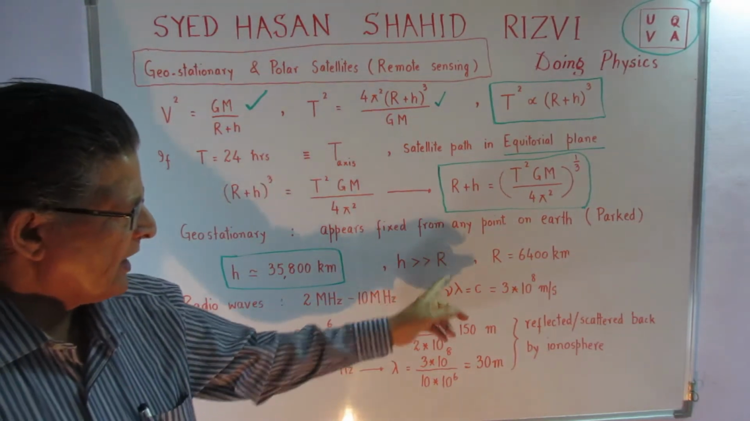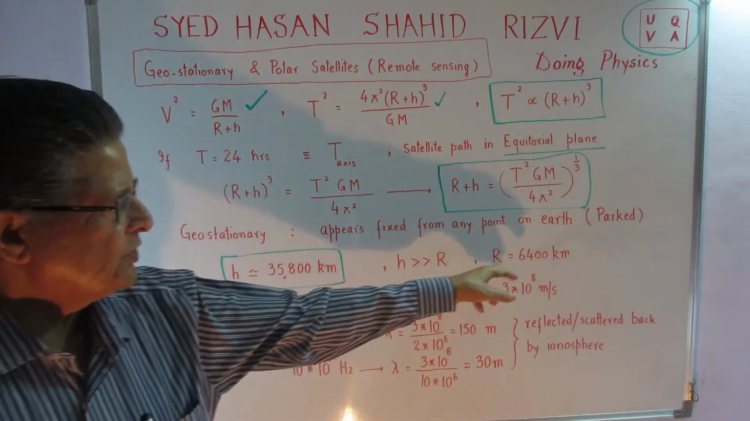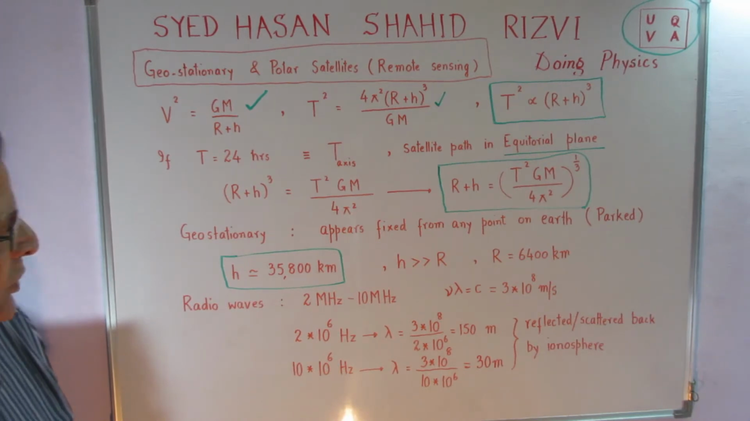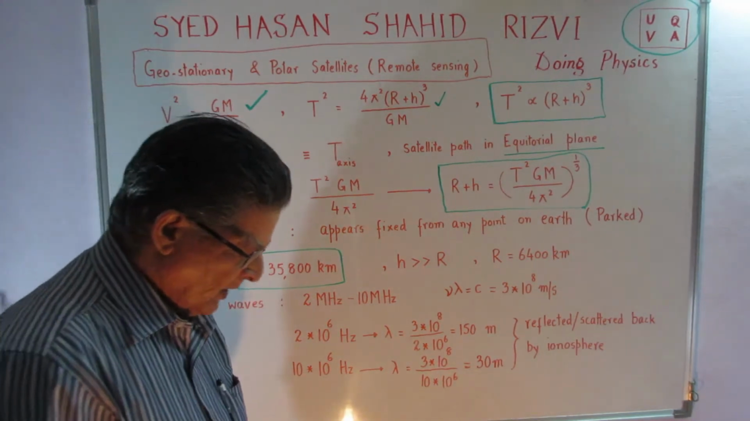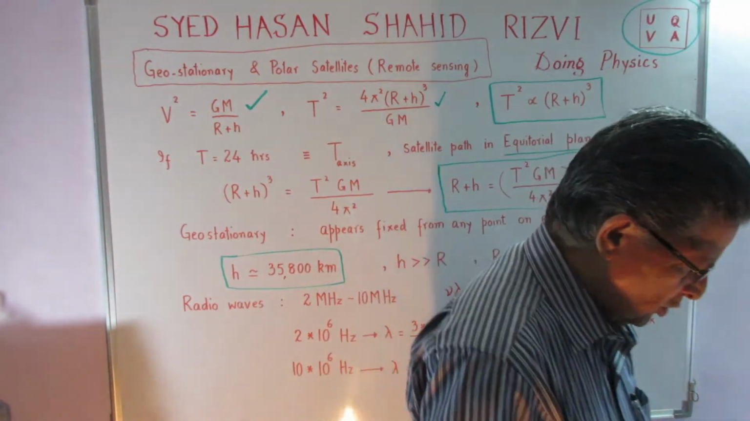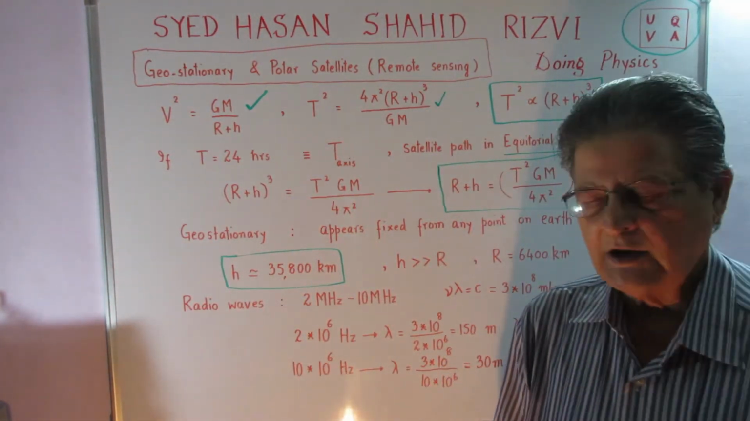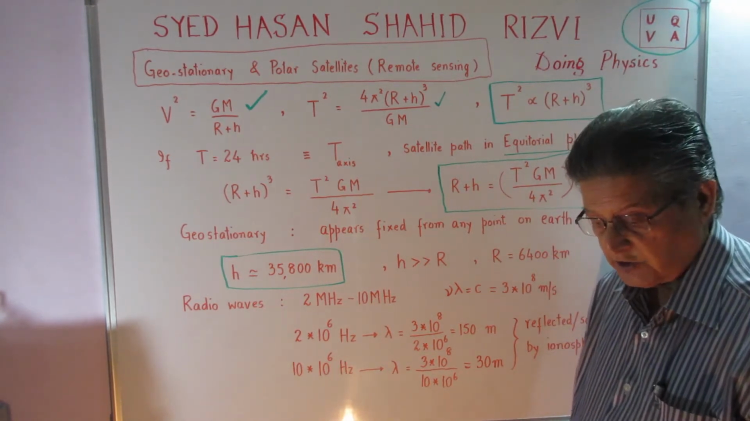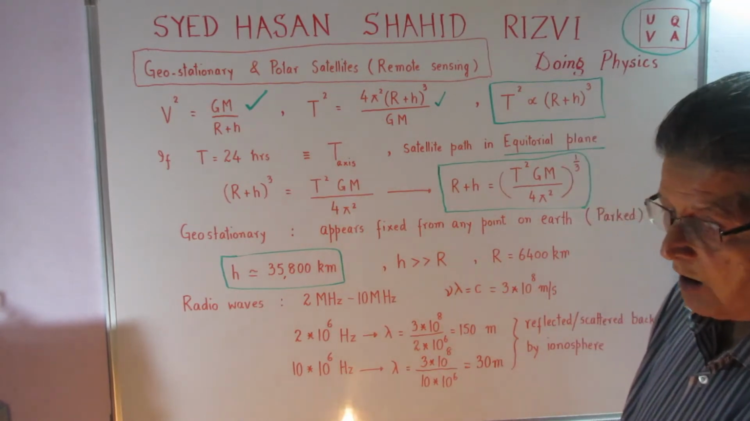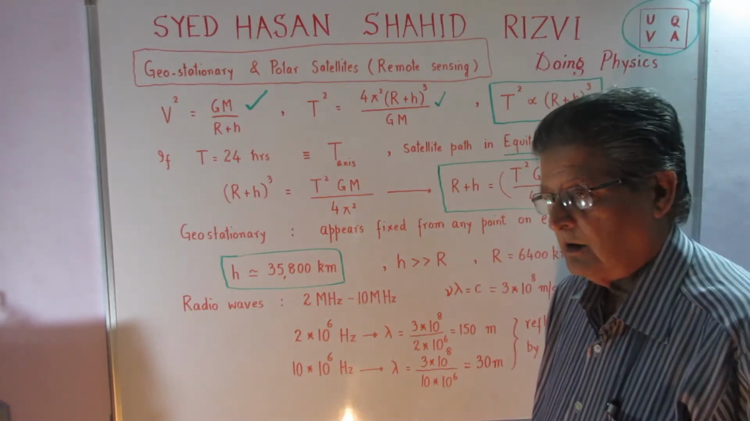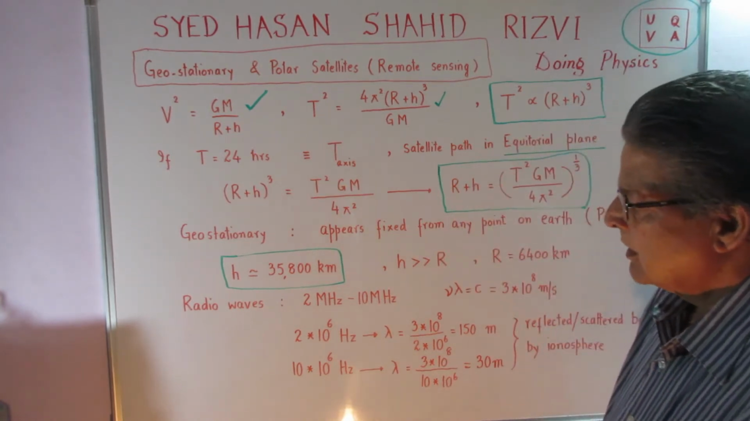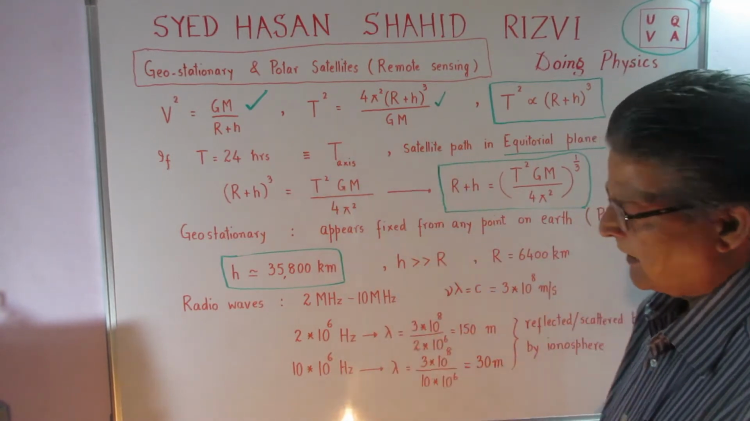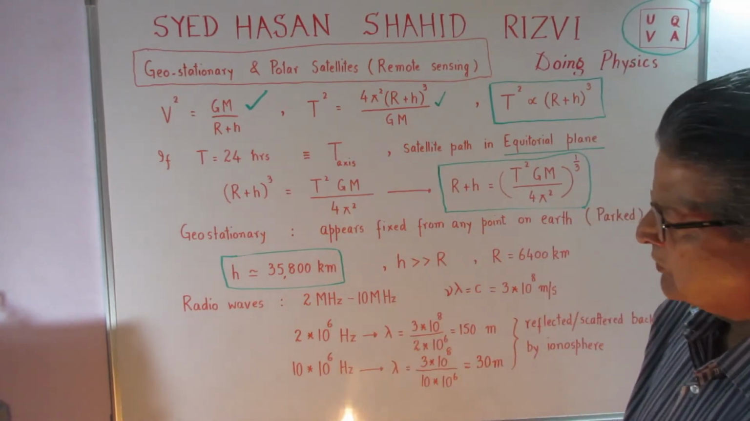35,800 kilometers is quite high above the surface of the Earth. The h is very, very large as compared to the radius of the Earth, which is 6,400 kilometers. Okay, so this satellite being parked, what we can do is use it as a communication satellite, that is, how data can be fed to this geostationary satellite and taken back.